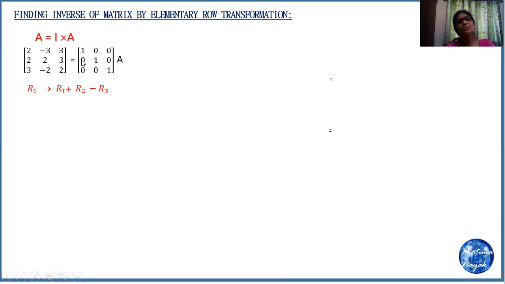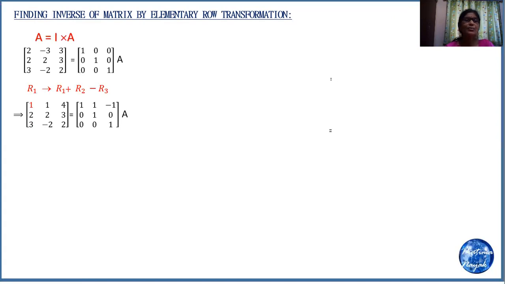Same thing happens here also: 1 plus 0 minus 0, 0 plus 1 minus 0, 0 plus 0 minus 1. So what will the result be? The result will be this. And if you cannot follow, you can pause the video and write each step yourself so that you will understand better. The first row elements of both A and the identity matrix will be changed because we are carrying out the operation on row 1. So after this operation, the result will be this.